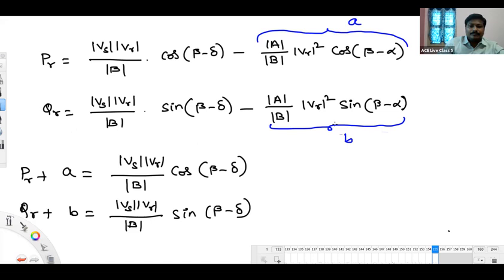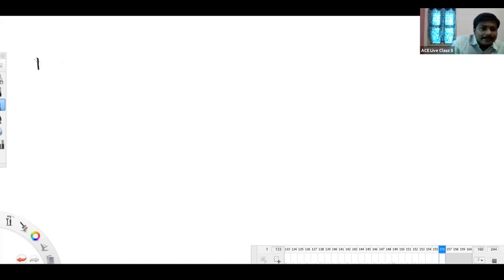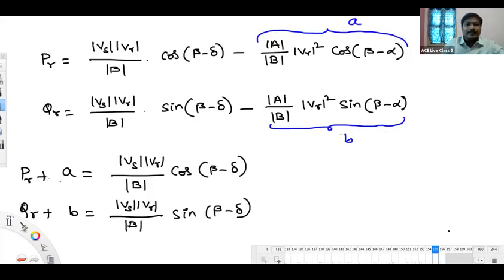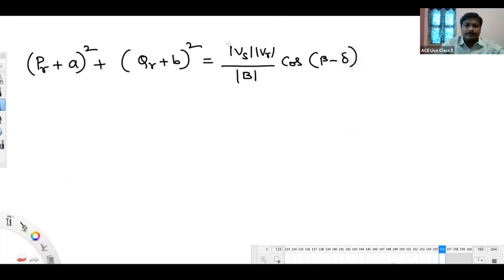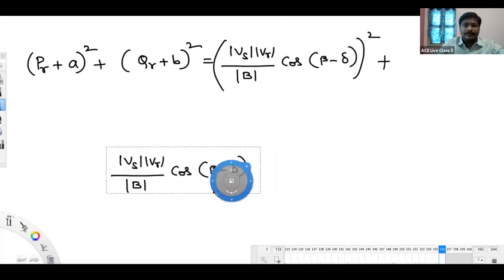Next slide I'm taking up. What will be this? PR plus A whole square plus QR plus B whole square. Tell me please. What will happen? That will be this square plus this square. So I'll keep this one square plus the second term that we have here.